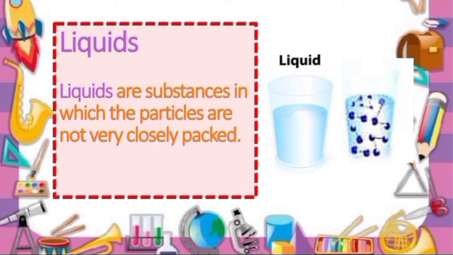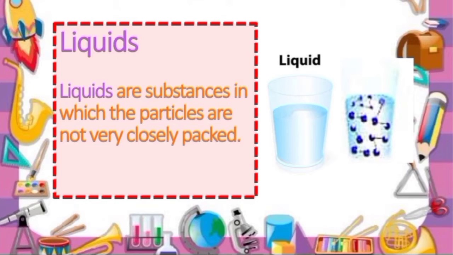Liquids are substances in which the particles are not very closely packed. Unlike solids, they have no fixed shape and can flow. They take the shape of the container they are poured into. Water, milk and juice are examples of liquid. If we pour some orange juice into a glass, it will take the shape of the glass. If we pour it into a bowl, it will take the shape of the bowl. Liquids can flow from one place to another and so are also called fluids.